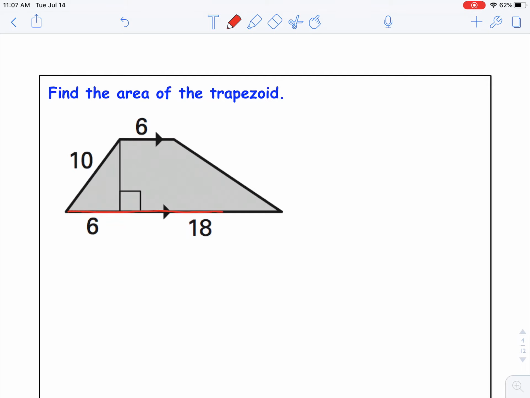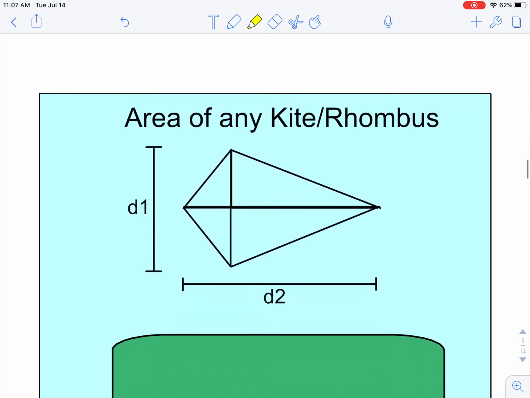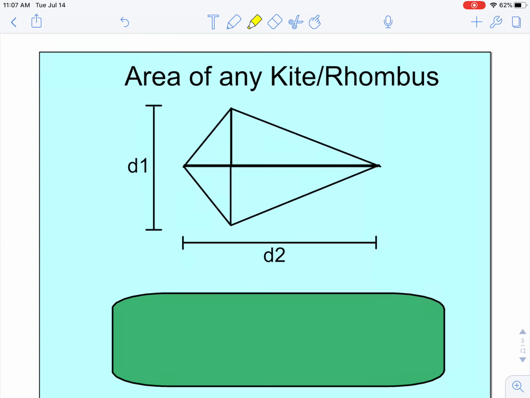So let's let you find the area of this trapezoid. Keep in mind, for this whole base, you're going to have to add those two numbers together, and our height right here, you're going to have to find. But I think you can do it. So I'd like you to try that one on your own and then check the notes to see if you got it right. We're going to move on to kites and rhombuses.